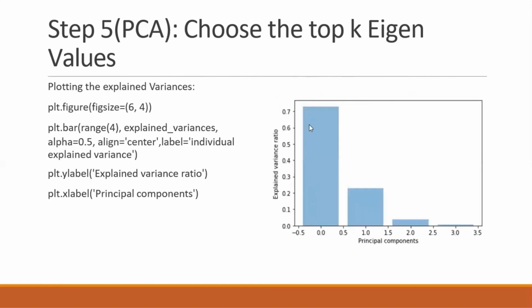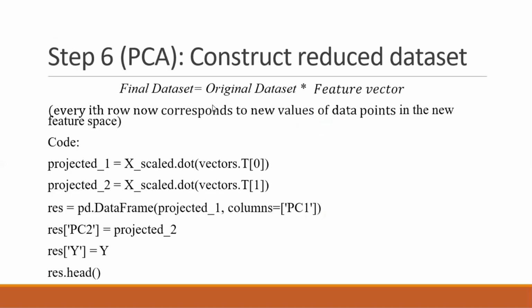And this has been plotted here also. The first one is contributing 72%. The second one is contributing 23%. The third one is giving nearly 3%, and the last one 0.5%. So we kept only the first two, and then we have to calculate the final data set by using this thing, original data set into feature vector. So X scaled with dot product of the vectors, dot t0, vectors dot t1. So all the projections have to be obtained like this.